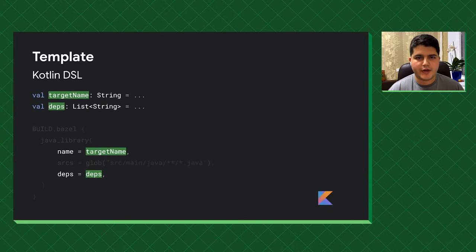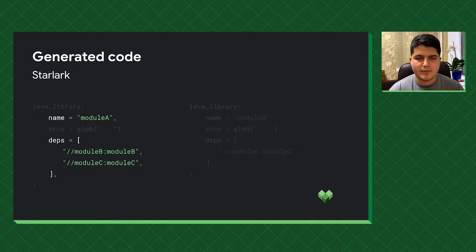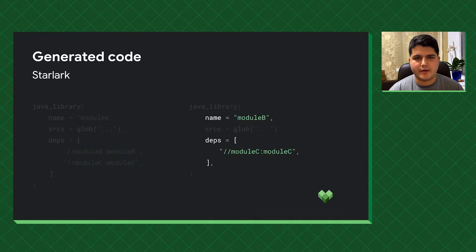with the variables, just regular Kotlin variables. And when we are using the template from the previous slide, we can generate multiple build configurations, Bazel scripts from it for multiple modules. And they would be pretty similar, but their unique details would be different. For example, for module A, we would have a unique name of the module A, and also we would have a list of dependencies that is applicable to module A. And the same can be done with module B and many other modules.